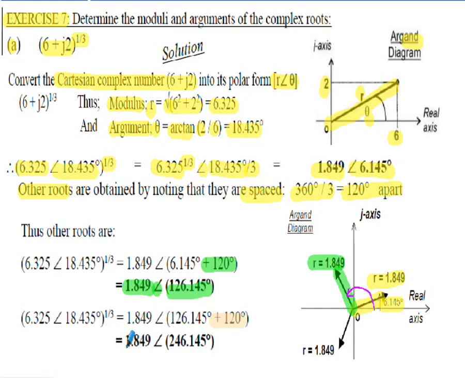And to find the third root, the final root, we add 120 degrees to the 126.145 degree angle, and that gives us the root at 1.849 argument 246.145 degrees. Again, if we add that on our Argand diagram, we will find we're measuring from the horizontal axis right the way around to here. This is the 246.145 degrees. So those are the three roots stated in polar form related to the complex number 6 plus j2 given in part A of the exercise.